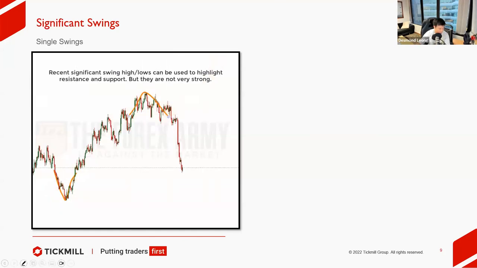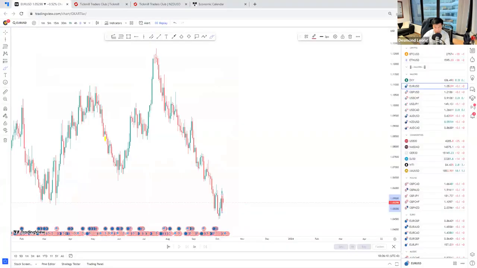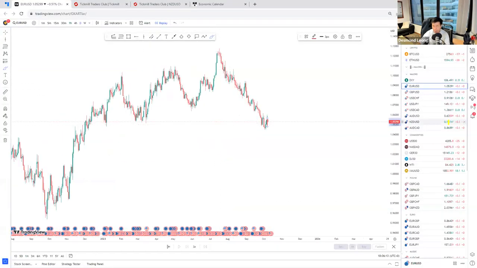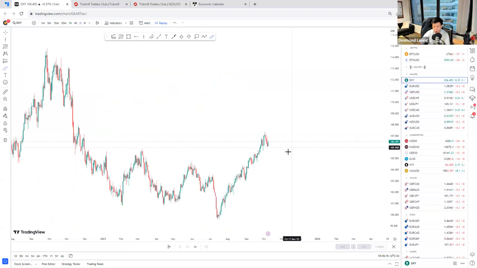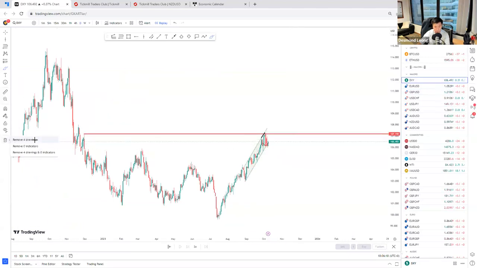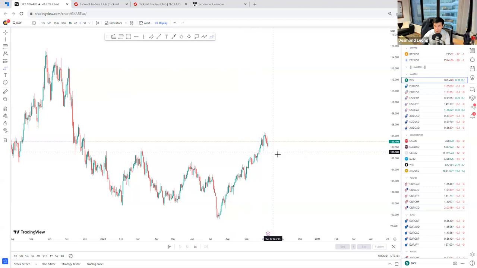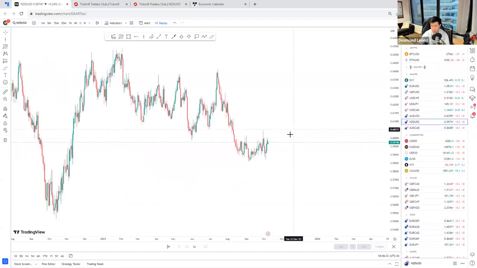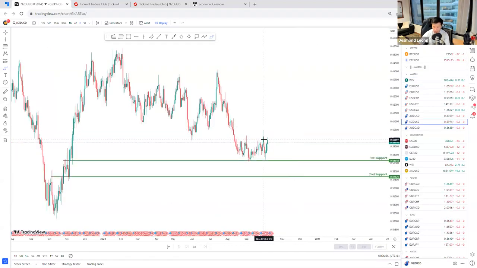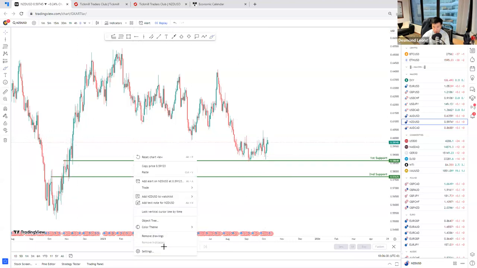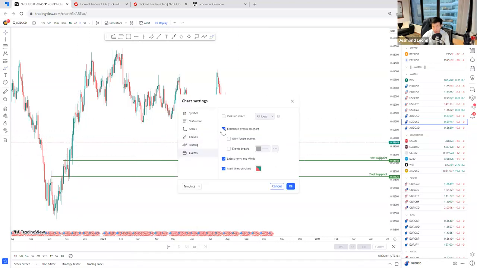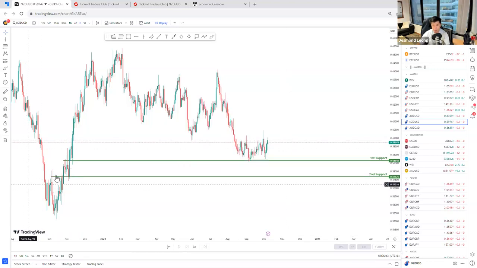Let me pull up a chart for you guys and see if I have an example. I think I called the move on DXY previously for price to bounce from here. Give me a while. Let me find that here. Okay, that's a little bit neater.